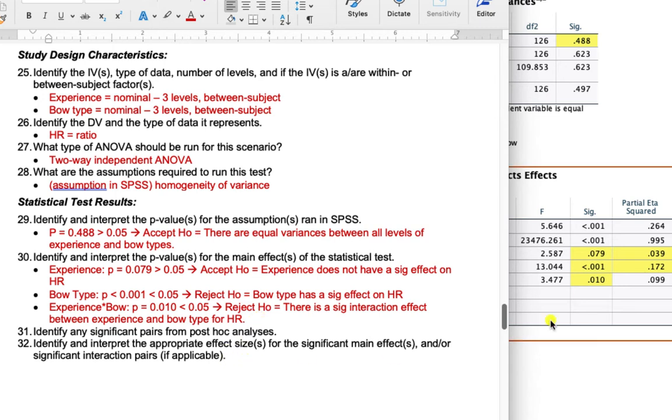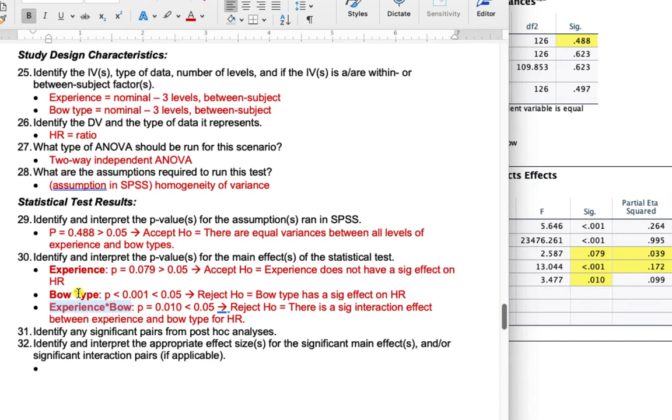Now, while I am in this test of between subjects effects table, I have the option for you guys to put in the effect sizes for your significant main effects. Experience was not a significant main effect, so we can skip the effect size for that one. However, we did have a significant main effect for bow type.